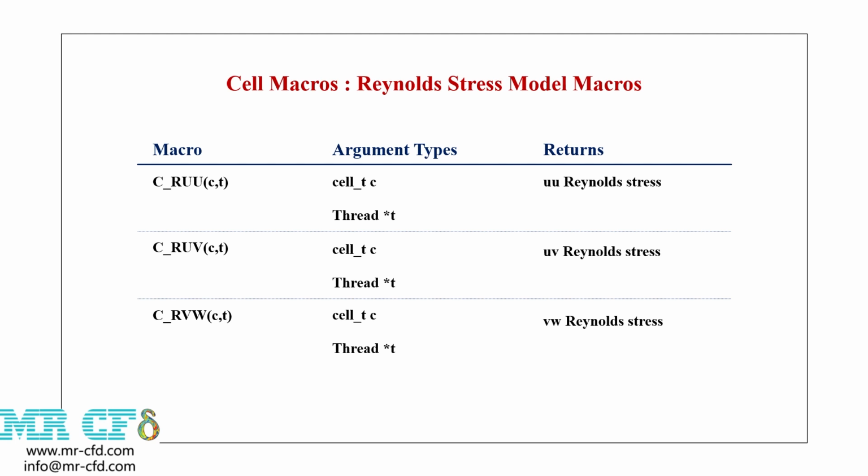The CRUV macro is equivalent to the Reynolds stress term in the form of UV, or velocity in the x direction multiplied by velocity in the y direction. The CRVW macro is equivalent to the Reynolds stress term in the form of VW, velocity in the y direction multiplied by velocity in the z direction. These macros also consist of two arguments. The first one represents the variable receiving cell information, and the second one points to the cell thread.